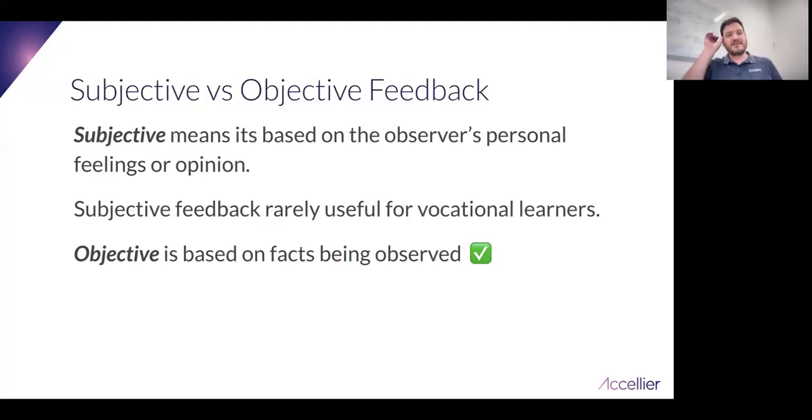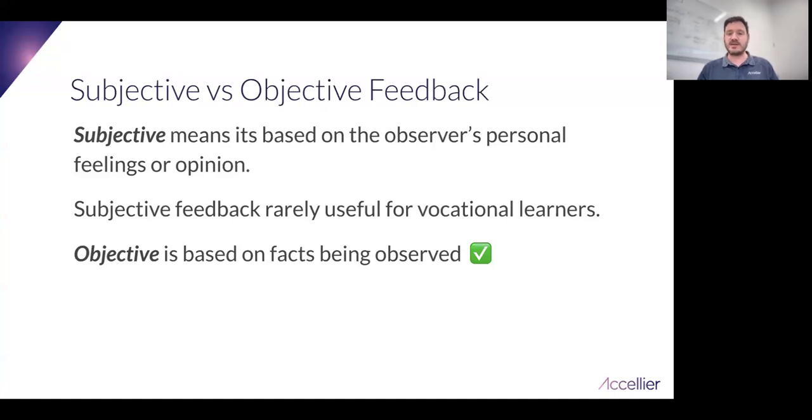I remember I used to get really confused between the definitions of subjective and objective. So just for anyone else who might have been a little bit caught up on that, here are some ways of getting clear on the differences. When we say that feedback was very subjective, sometimes we use the term subject to refer to the person giving the feedback. So when it's subjective, it's based on me as the observer, my personal feelings or opinion. And so subjective feedback is rarely useful for vocational learners.